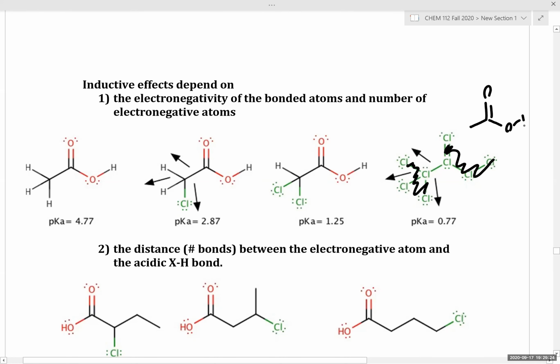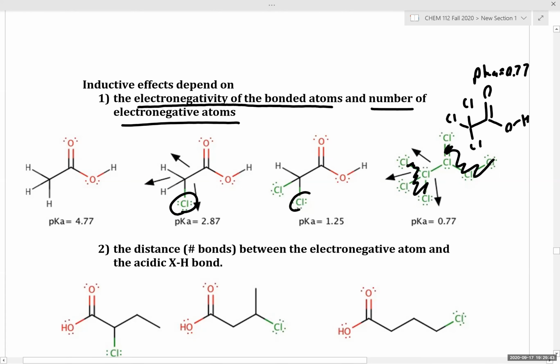So inductive effects depend on the electronegativity of the bonded atoms and the number of electronegative atoms. Does everyone see that as we increase the number of chlorines, our pKa goes down correspondingly? Does everyone see how the more electron withdrawing groups we have, the lower our pKa? Does everyone see that trend?